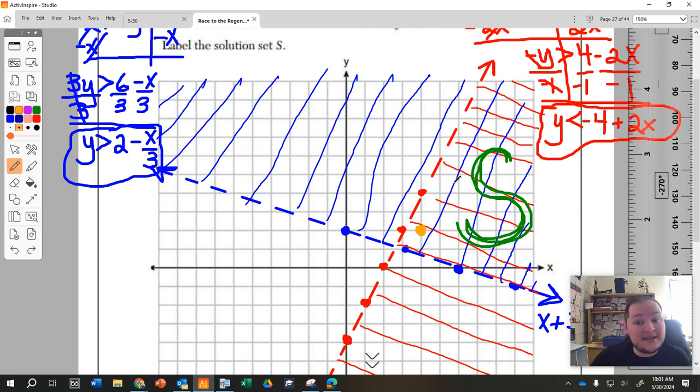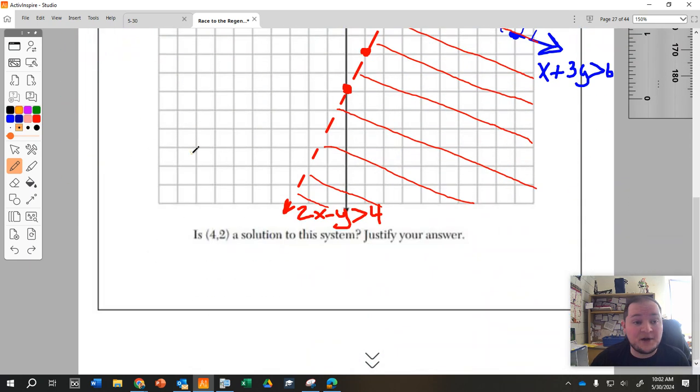Yes, because it lands in the S where the double shading lives. It is in the solution set. If it lives in this double shaded area, it's in the solution set. Warning, warning, warning. If your point lands directly on a dotted line, it is not in the solution set. If it lands directly on a solid line, it is in the solution set. You can stand on a solid line. You can't stand on a dotted line. However, this time it's safely in the middle of the neighborhood. So yes, it is in the solution set because it's in the double shaded area. And that's exactly what we're going to write.